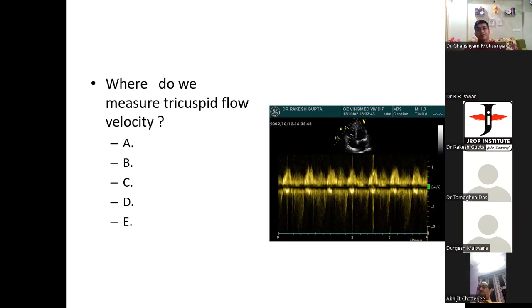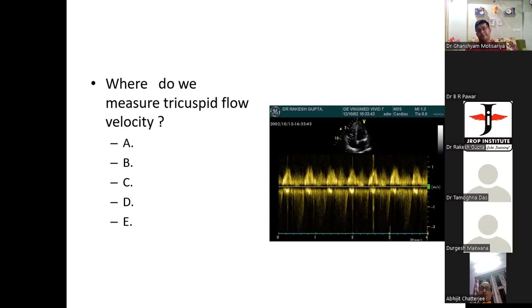This can be subcostal, sir. Subcostal, we can see. Not right parasternal, sorry. Right parasternal is good for the aortic valve. Apart from the aortic valve, what else can you see from right parasternal? Anyway, that's not up to your level. I'm not going to talk about that.